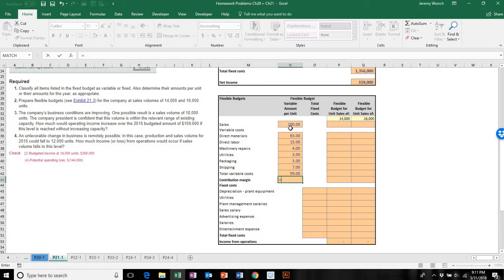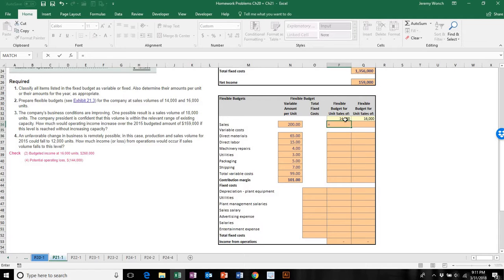And we want to figure out our contribution margin. So that's going to be our sales minus our total variable cost. So we have a contribution margin of $101 per unit. So if we sell each unit for $200, $99 is going to be cost, and we're going to have $101 per unit that is going to help pay for our fixed cost.